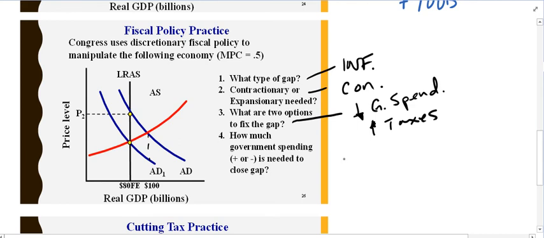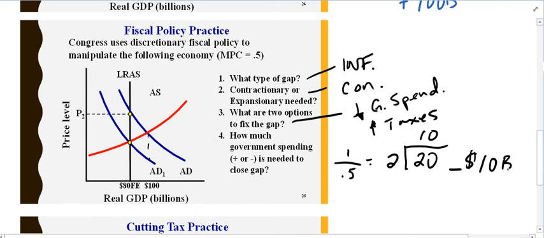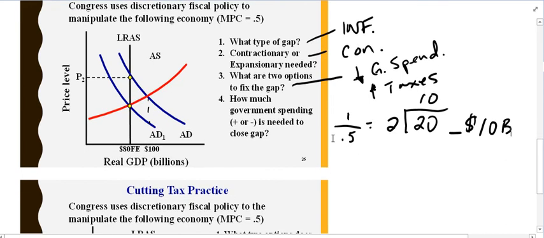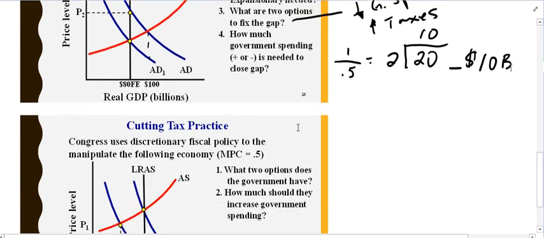We know that our marginal propensity to consume is 0.5, so our marginal propensity to save is 0.5, and that's going to equal 2. And we have a gap of 20, so how many times does 2 go into 20? It goes in there 10 times, right? So we would want to decrease government spending. We want to subtract, right? 10, looks like billion dollars from our economy. We would want to take $10 billion out, or decrease our spending by $10 billion.